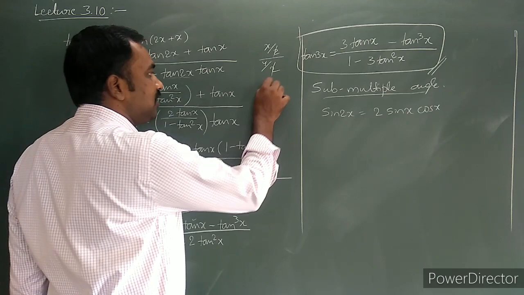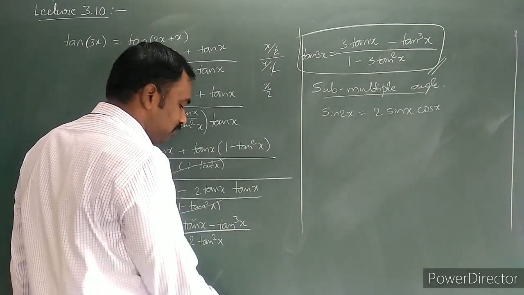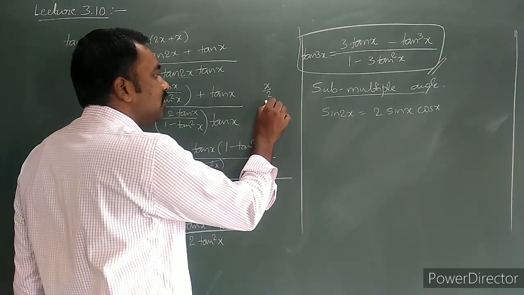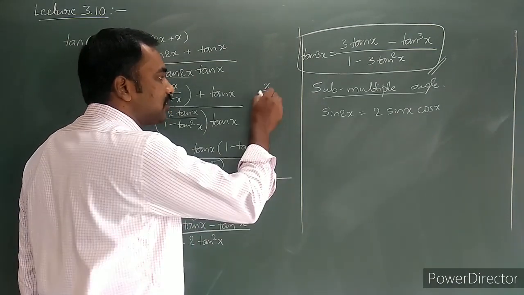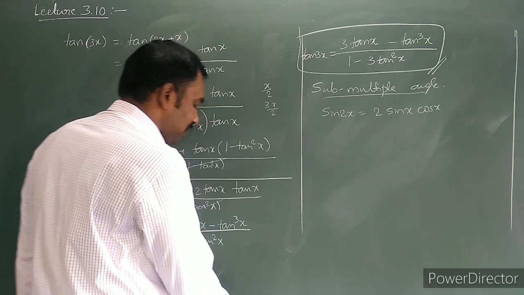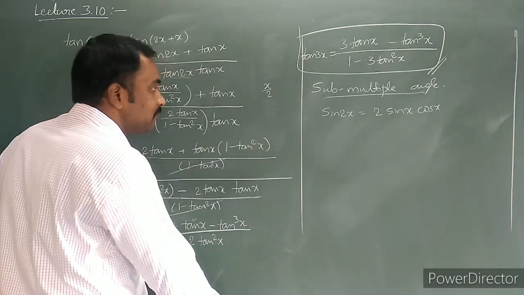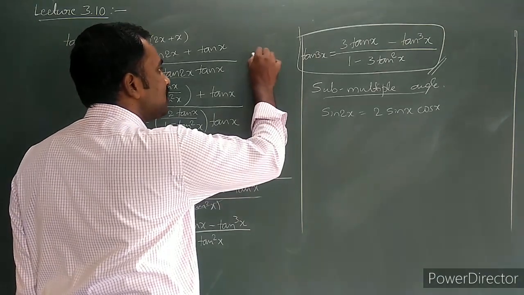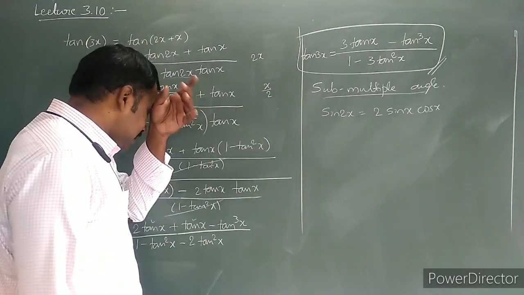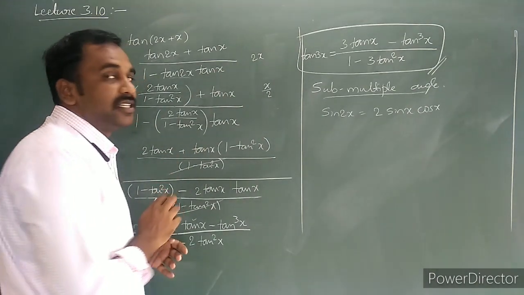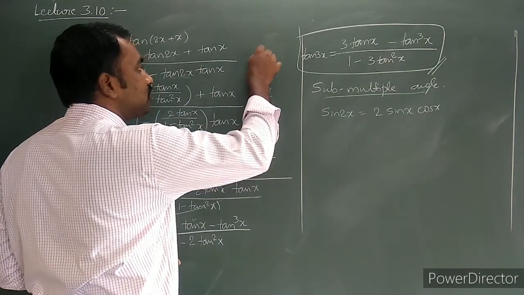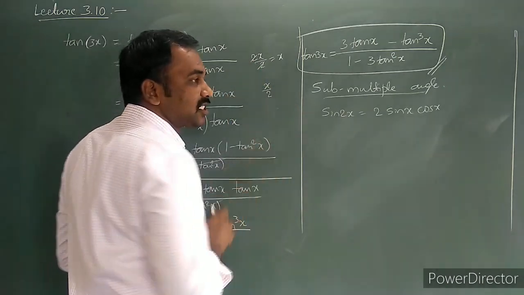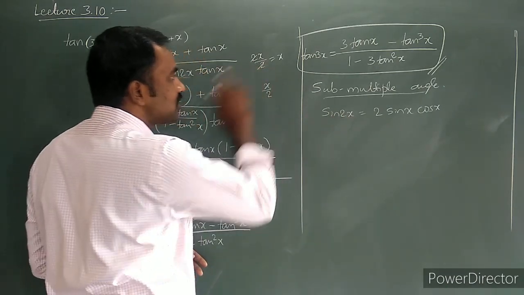Submultiple angle, I have already given that definition. Submultiple angles are angles of the form x by 2 or 3x divided by 2. These are also submultiple angles. First of all, I just take x by 2. This is said to be a submultiple angle. That means, suppose the angle 2x is there. For this angle 2x divided by 2, what happens? Divided by 2, 2x by 2 is nothing but x.